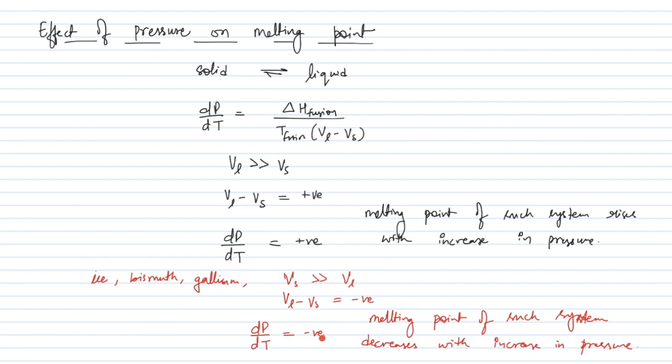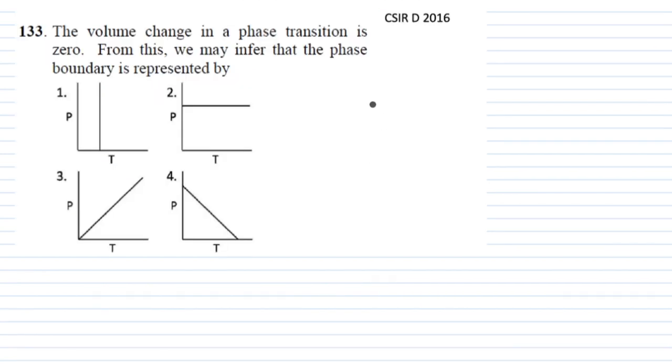Now let's take some questions which have been asked in previous years of the CSIR NET exam, and we'll try to solve them. Alright, so let's discuss this question which was asked in the CSIR December 2016 exam. The question says that the volume change in the phase transition is 0. From this we may infer that the phase boundary is represented by.